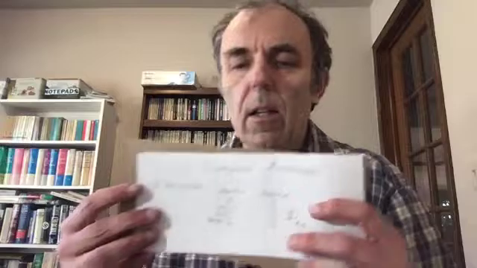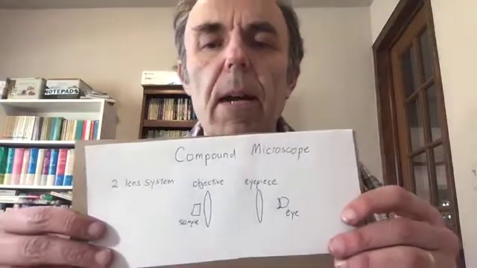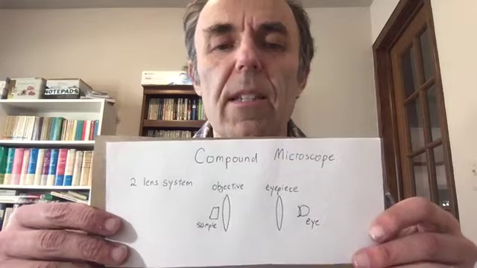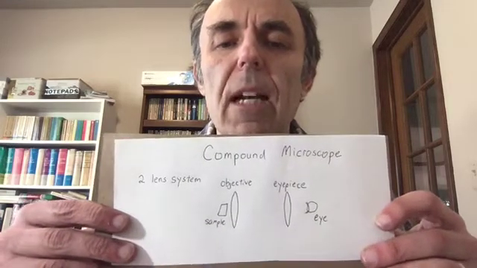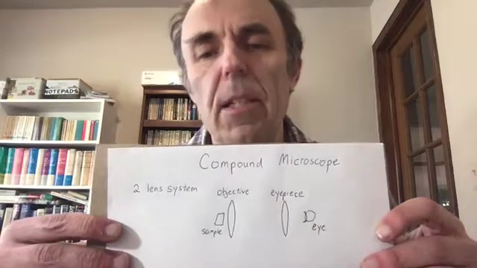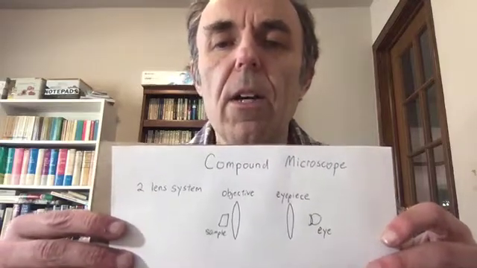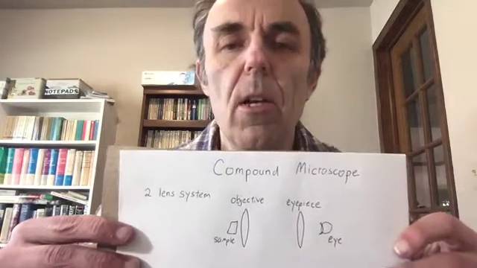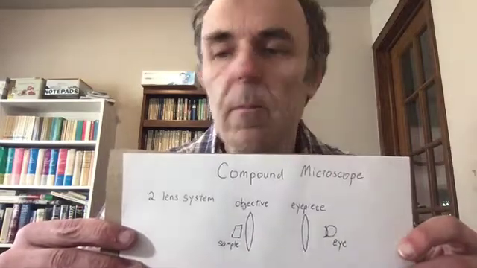I'm going to talk about microscopes. We're going to look at what's called the compound microscope. A compound microscope is a two-lens system. That is, it has an objective lens, which is put right near the sample, and it has an eyepiece, which you look through with your eye. So we have a two-lens system. We have to see how we handle the situation when you have two lenses.